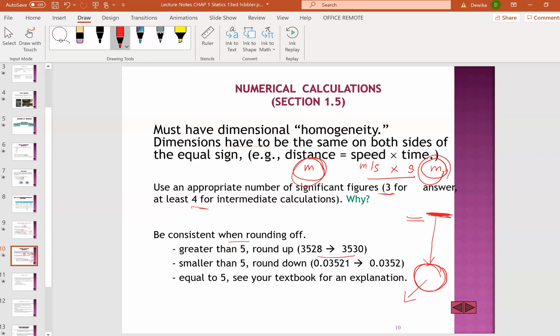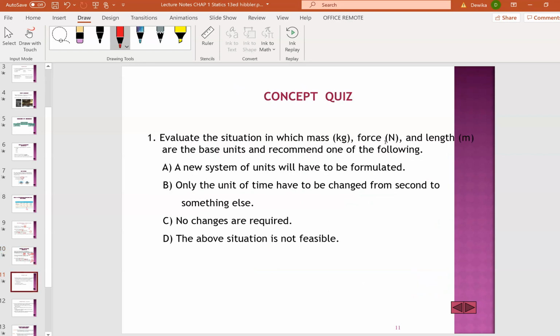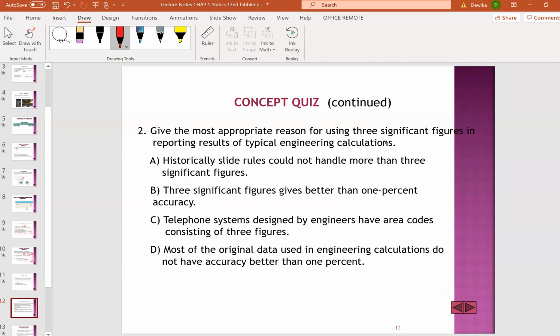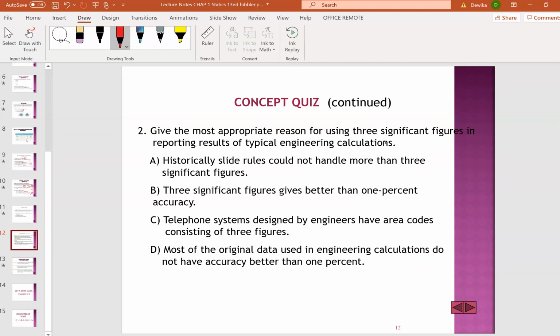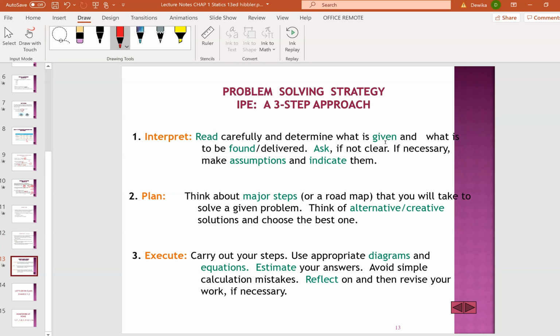So how do you round off? Anything that's 5 or greater, you round up, so 28 becomes 30. Anything below 5, you just reduce them. I think you have done this in school, so you can understand what rounding off is, right? This is very important. I'm going to skip the concept quiz. You can just go through your lecture notes by yourself for that.